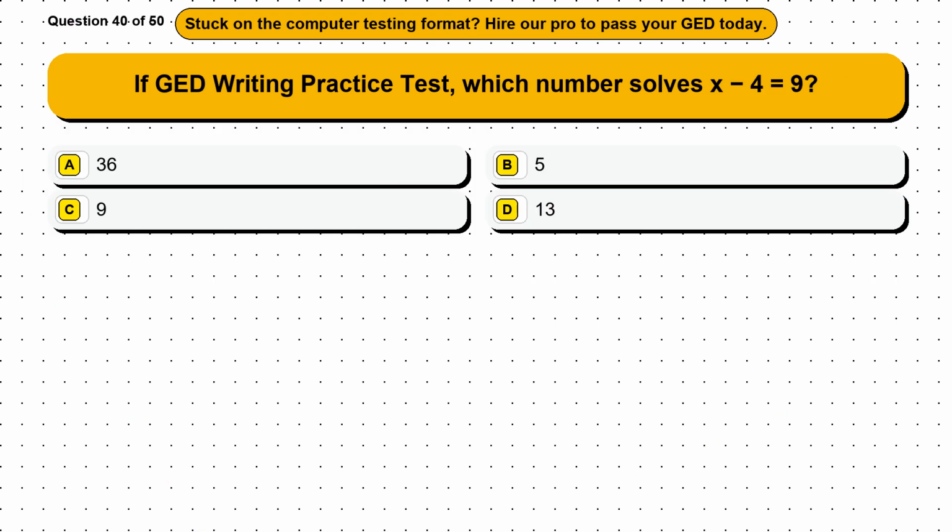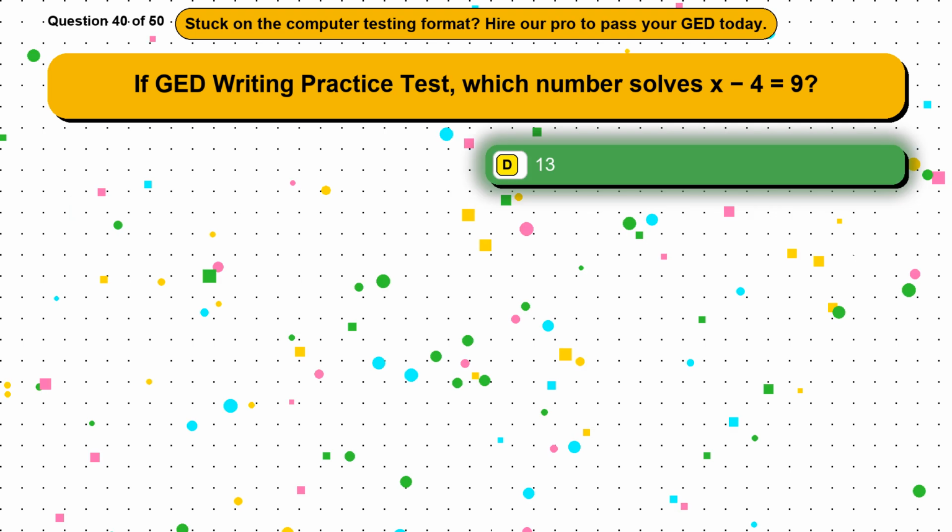Question 40. If GED Writing Practice Test, which number solves x minus 4 equals 9? Option A 36. Option B 5. Option C 9. Option D 13. The correct answer is option D, 13.